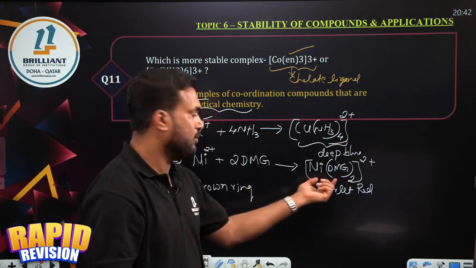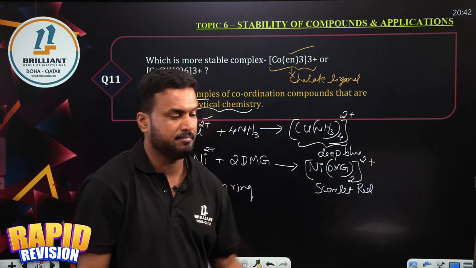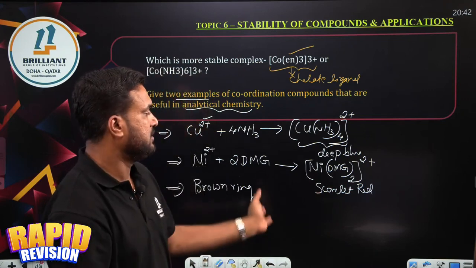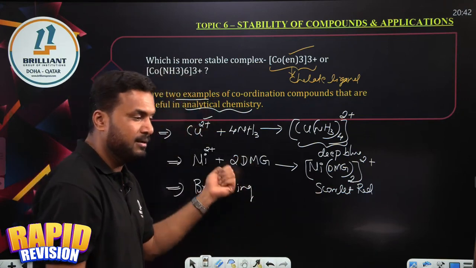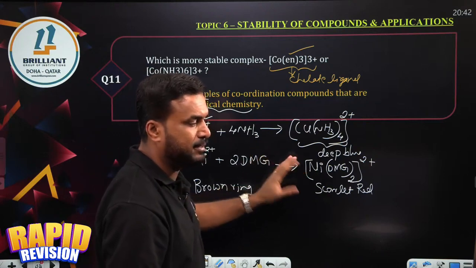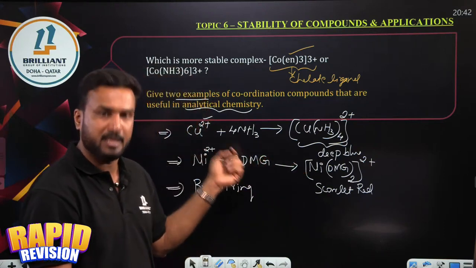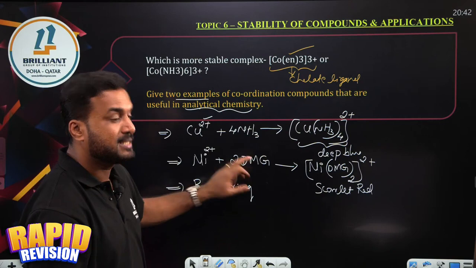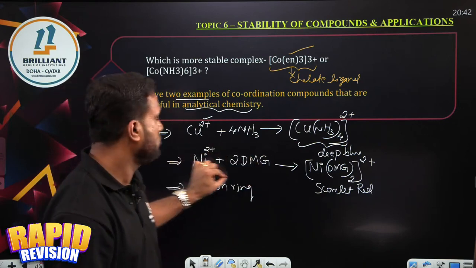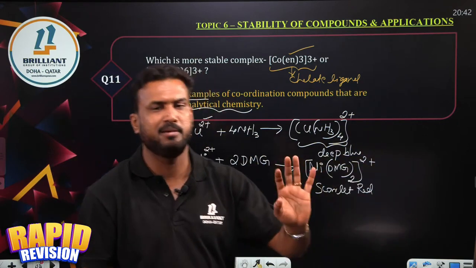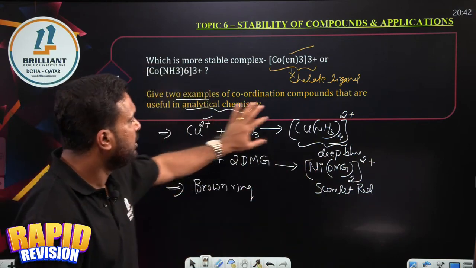There is no relationship with the tolerance. Tolerance is different. Ammoniacal silver nitrate, that is different. DMG is a ligand. If you want the formula I will write, but that is only for entrance. Here you keep in mind, it's there in the textbook. When you add DMG to this one you will get scarlet red. If they are asking two, you remember this one. Only one means this one.